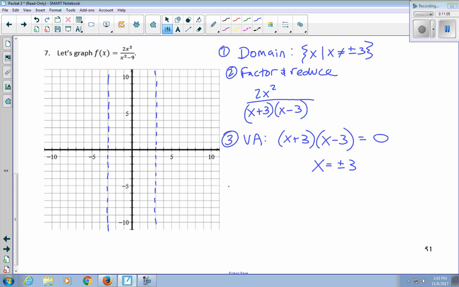Okay, step 4, horizontal asymptotes. Compare the degree of your numerator and your denominator. So I have 2x squared over x squared minus 9. Numerator and denominator have the same degree, which means that my horizontal asymptote is the ratio of the leading coefficients, in this case 2 over 1. So y equals 2 is my horizontal asymptote.